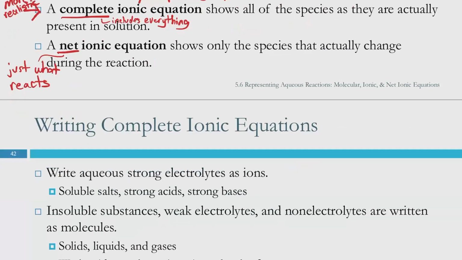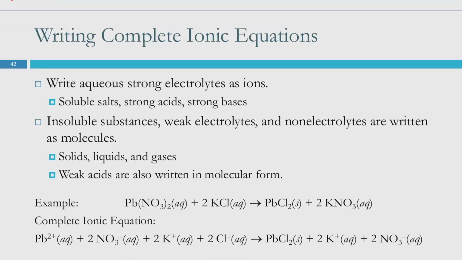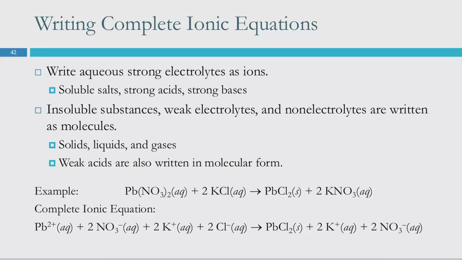So for writing complete ionic equations, we need to break things down by whether they're soluble or not. If we've got aqueous strong electrolytes, these will exist as ions. Strong electrolytes fully separate or dissociate in solution. So they completely come apart.